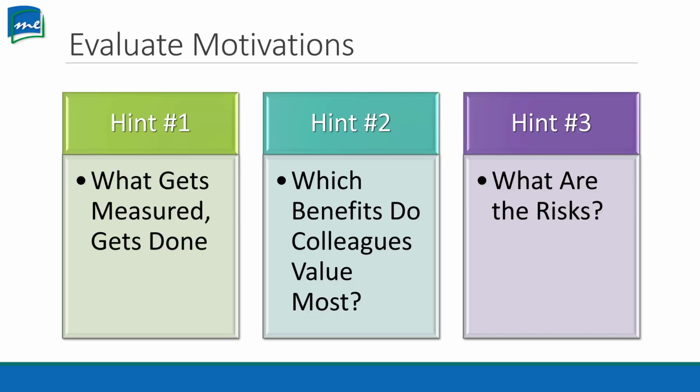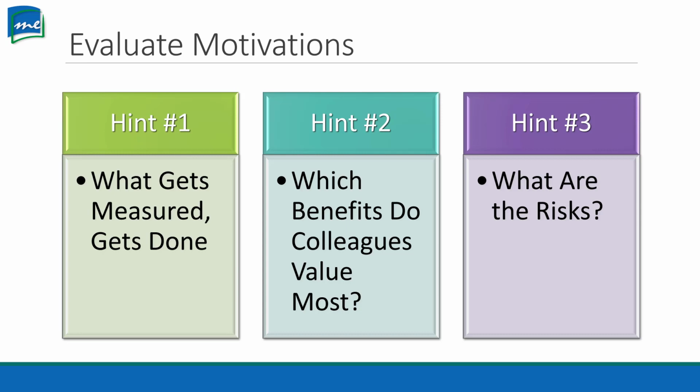So what motivates people? Well, we need to figure out how it gets done. So we have to identify what we want to measure. Because if we measure it, it's going to get done. For example, if you tell an assembly line worker they have to get 100 units done in a day, well, they're going to work to get 100 units done in a day.